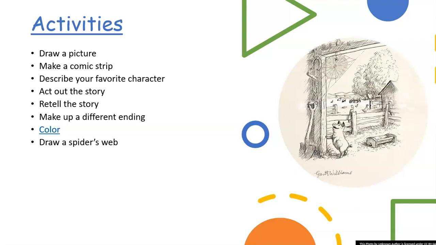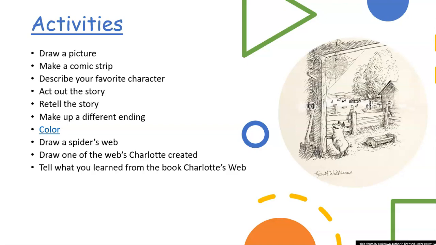Next, you could draw a spider's web, or even better, you could draw one of the webs Charlotte created. So today we read where Charlotte created a web that said some pig, and we also read where she created a web that said terrific. So either draw a basic spider's web or one Charlotte created.